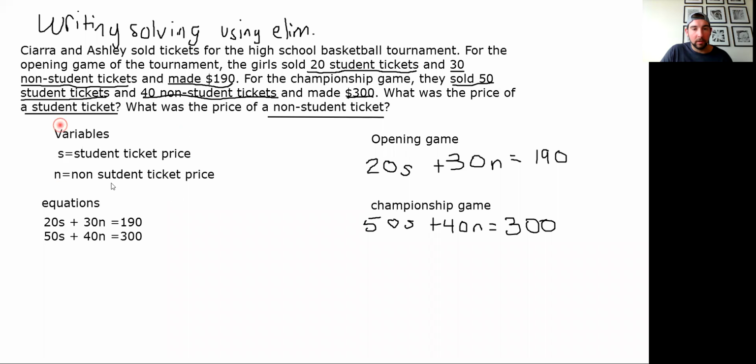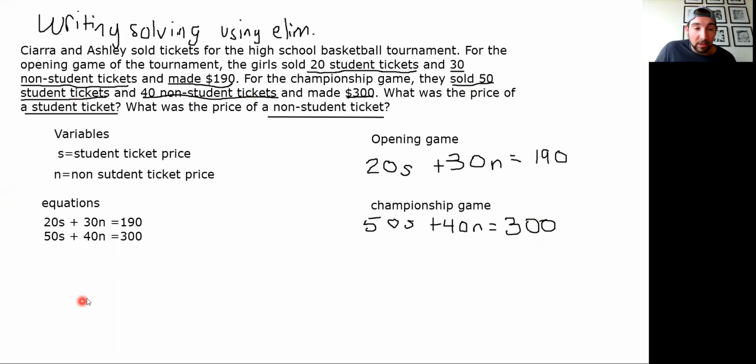Variables are up here. I got that from the question: student ticket and non-student ticket. That's how I chose my variables. From there, I had to write some equations. I had an equation for the opening game, 20 student tickets and 30 non-student tickets, and made 190. Then I have one for the championship game, which was 50 student tickets and 40 non-student tickets, and that made me 300 bucks. And then I just put those together to get my system of equations right down here.